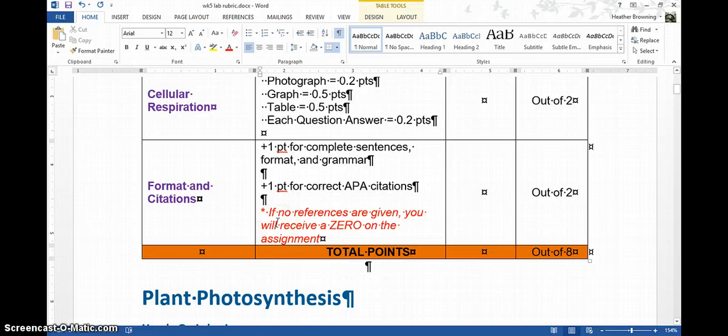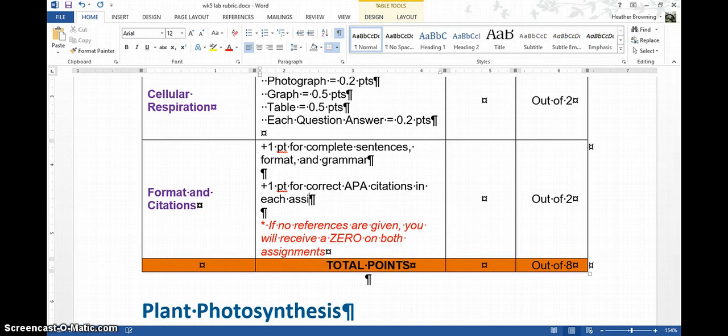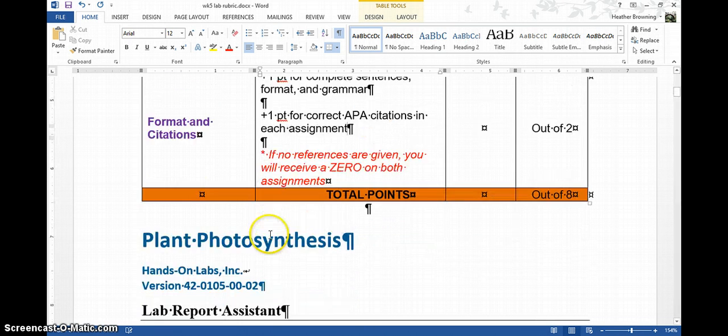If you do not have references, you'll receive a 0 on, I should change this to both assignments. So make sure you just have a reference. Let's have a reference. Let's say in each assignment. See, this is a work in progress. You guys are there with me to get this figured out. So make sure each assignment has a reference. It's really not that big of a deal.